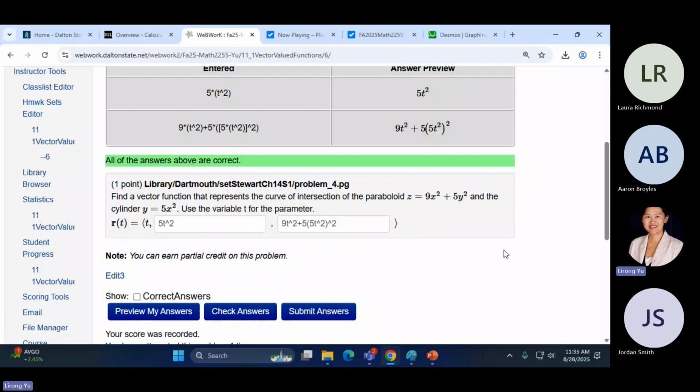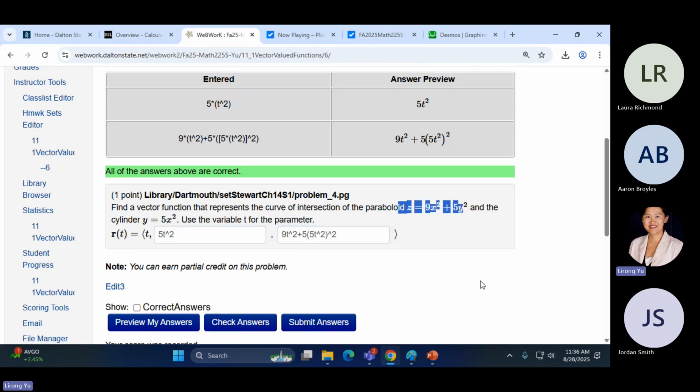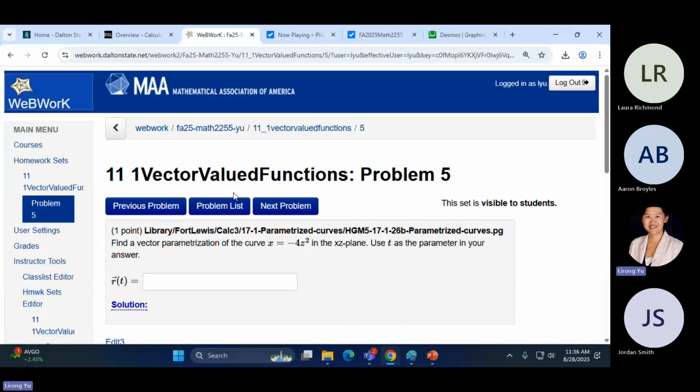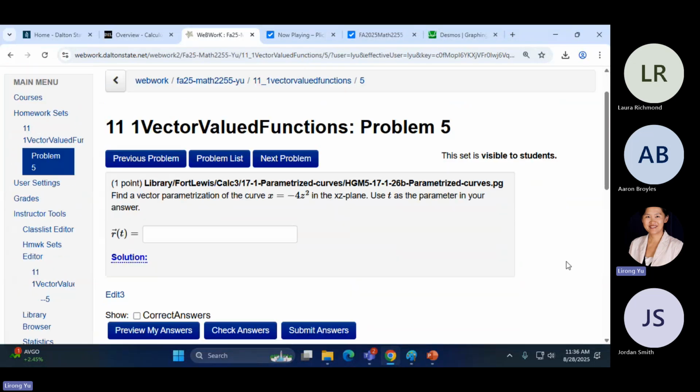Okay, so this is the one that doesn't require a lot of calculation. As long as we see that the formulas we're creating have to fit these, because of the intersection, every curve has to be applied.